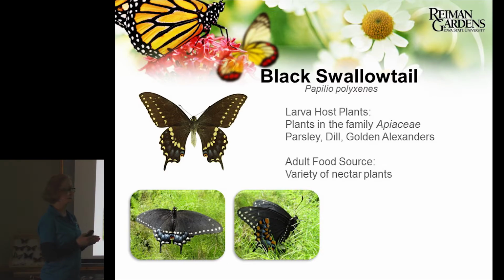The black swallowtail is one of the smallest swallowtails. Mostly black, it does have these 2 rows of yellow dots. And then as you can see on the underneath side, they have 2 rows of big orange dots on the hind wing.